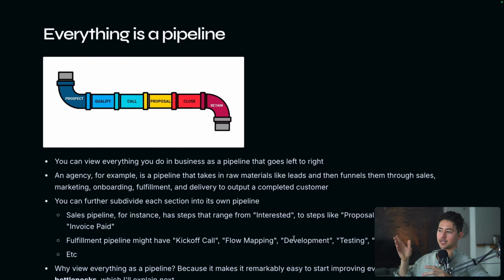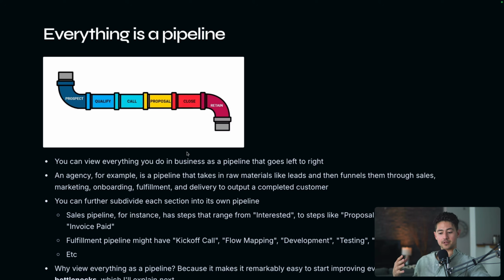Now, like most things, you can make it as arbitrarily complex as you want. You can divide up specific parts of that pipeline into their own steps. So for instance, if we had some broad pipeline left to right, that's just the agency pipeline. And then there was a sales section all the way on the left, and we zoomed into the sales section, it might have different steps for the sales process. It might have steps like inquiry received, proposal sent, invoice paid, right? These are all subdivisions of that earlier pipeline for the agency that we talked about.